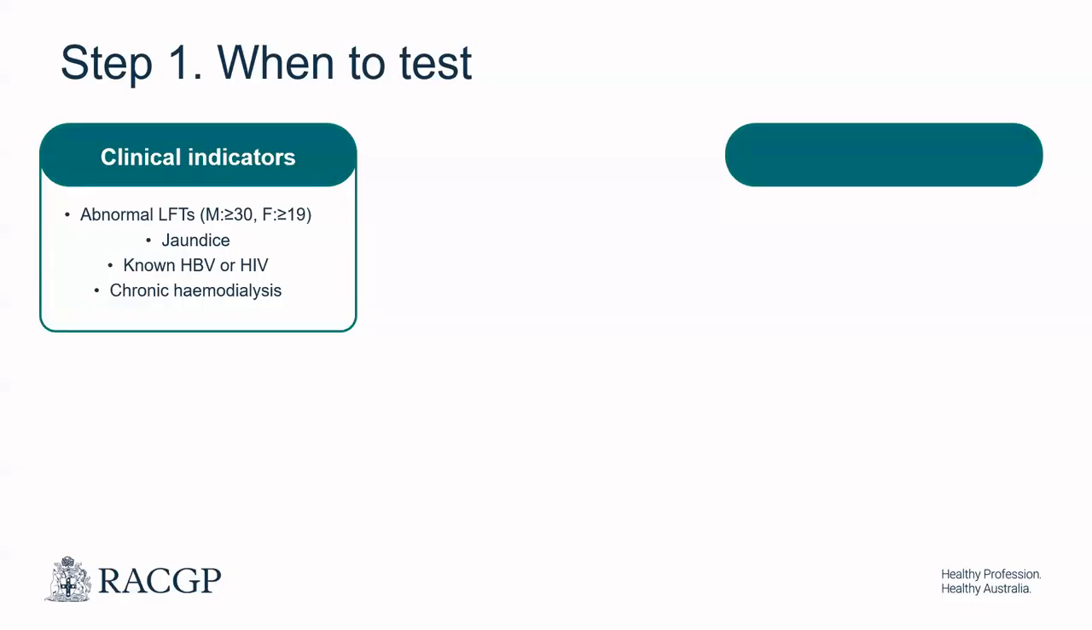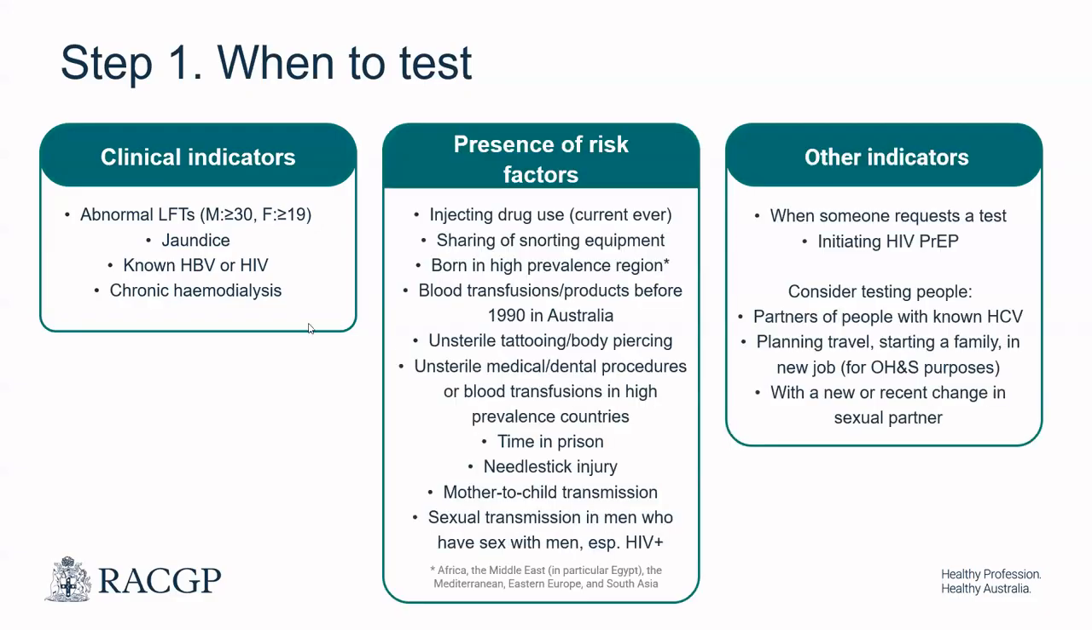Those with increased risk of sexual transmission of hepatitis C, such as men who have sex with men, in particular those who are HIV positive. Other clinical factors include anyone who wants to test, previously mentioned, anyone initiating HIV PrEP. Also consider testing in partners of people with known hepatitis C, planning travel, starting a family, in a new job for ONHS purposes, those with a new or recent change in sexual partner.